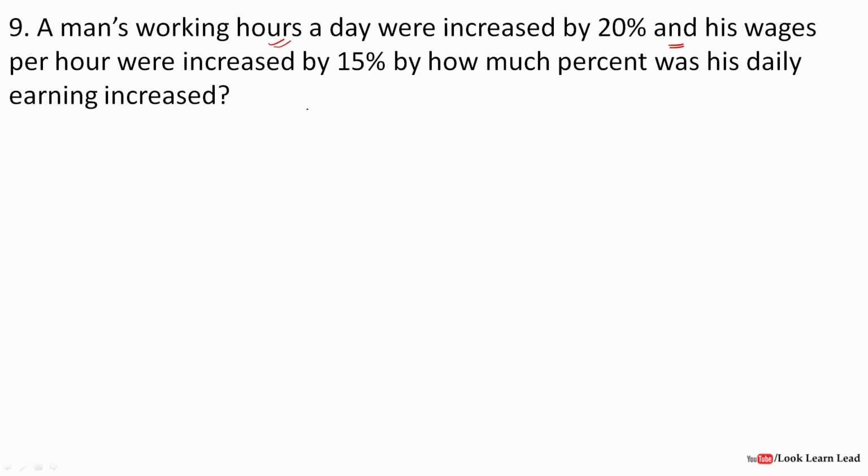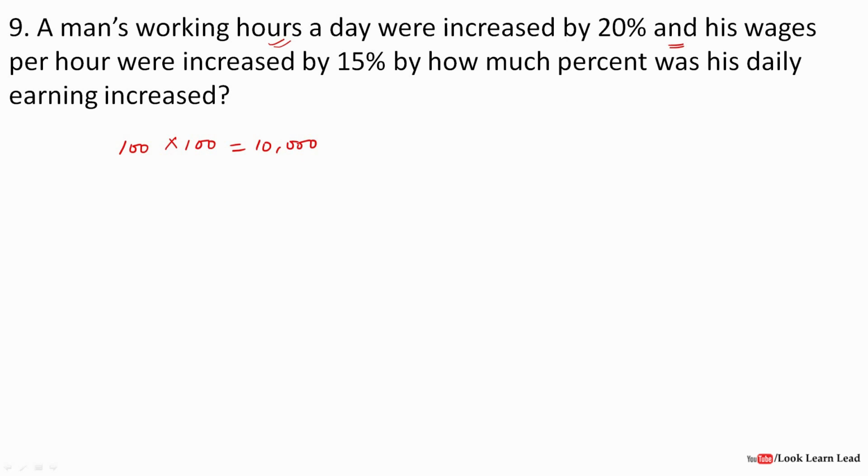So you can say initially he worked for 100 hours, for 100 rupees per hour. Initially he worked for 100 hours for 100 rupees. So in total we would have 10,000. 10,000 rupees was his initial wage.